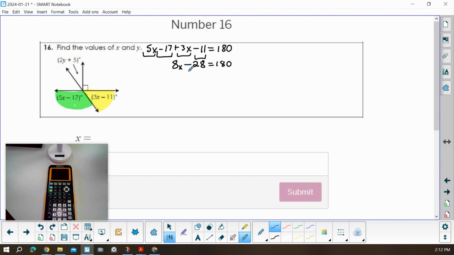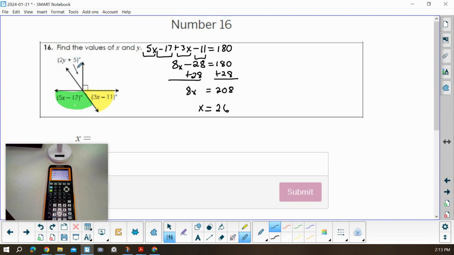Now let's do some algebra. We're going to add 28 to both sides. So we get 8x equals 180 plus 28 is 208. Divide by 8, x equals, let's see if this comes out, 26. X equals 26. Okay, now we got that part done.